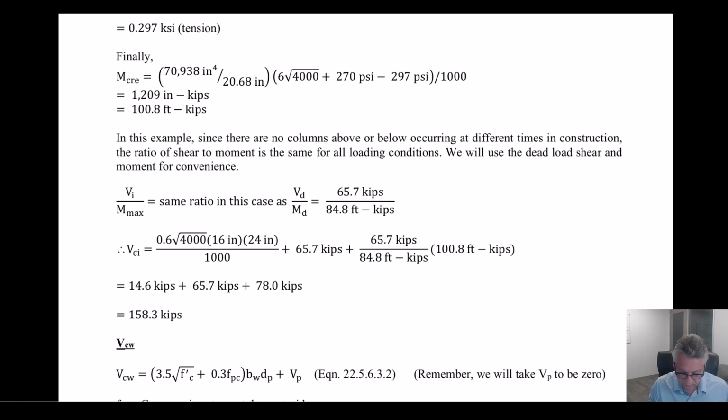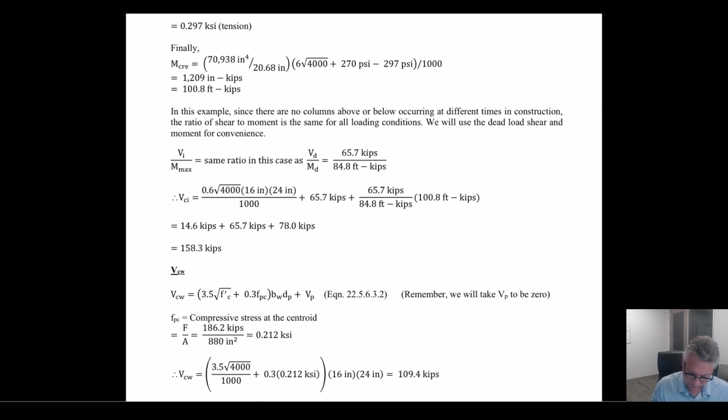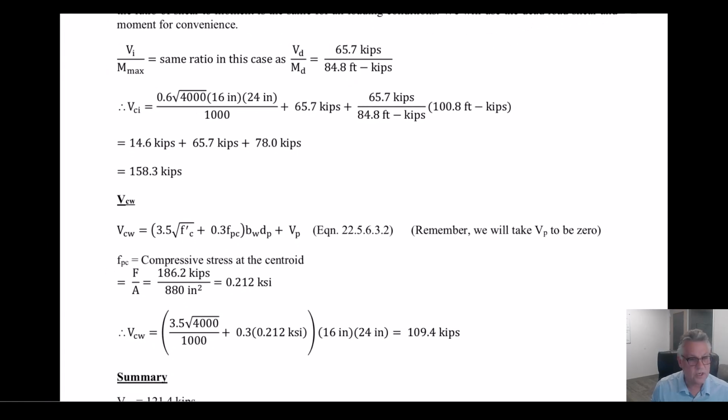So after all this, VCI is calculated as 0.6 square root f prime c BWD plus the dead load shear that nobody understands why that increases the capacity, plus this ratio times the cracking moment. All that comes to 158.3 kips. Very good. Now we're going to check the other equation, the only equation that I think really makes sense, I've said that. VP is going to be taken to 0.